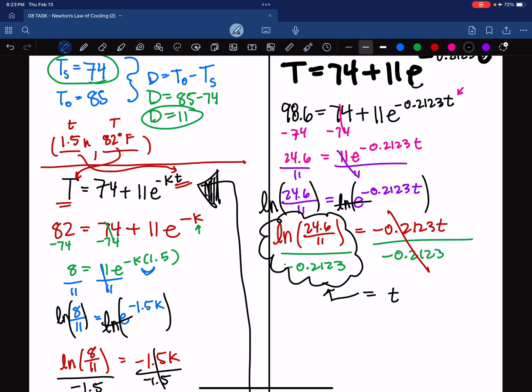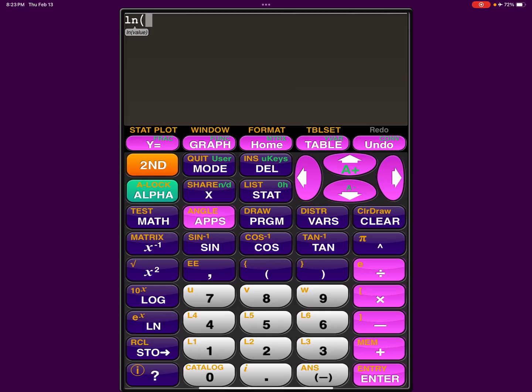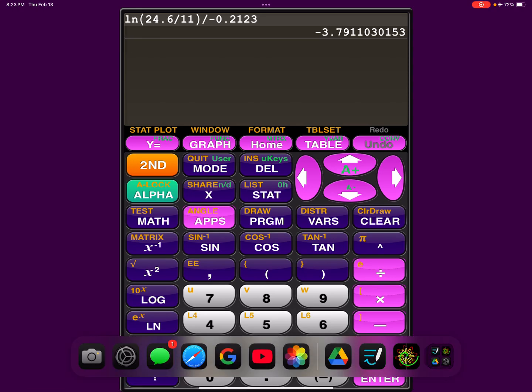All right, ooh, I drew over the negative. Don't want to forget that. All righty, let's type this in. We have natural log of 24.6 divide 11, divide by negative 0.2123. And this is a time, and we have a negative time, so we got to talk about that. Let's just go to one decimal, negative 3.8.